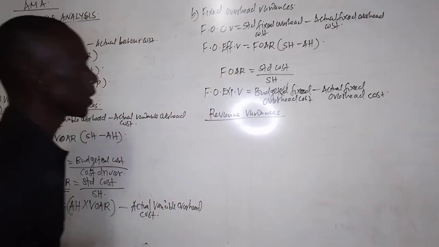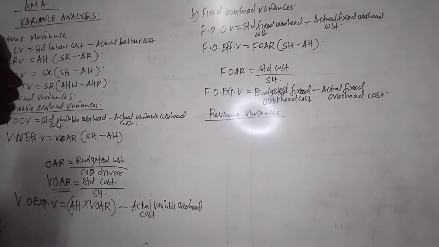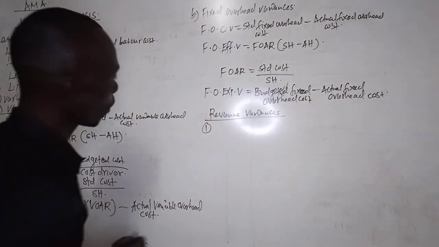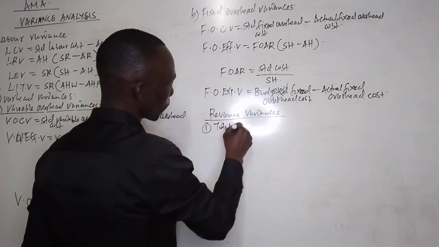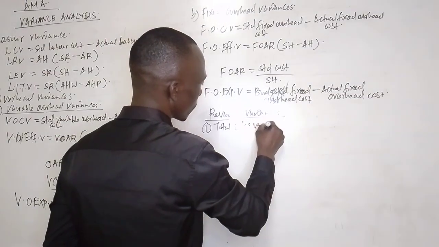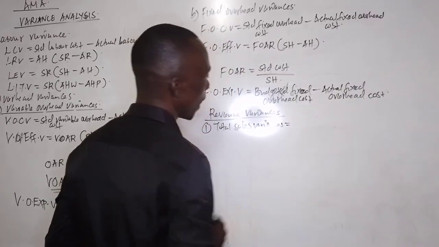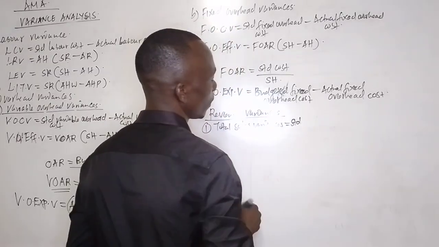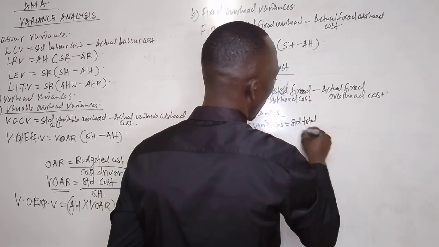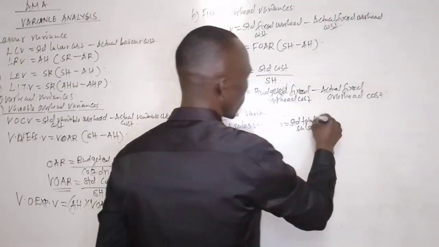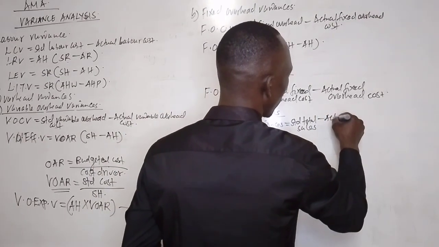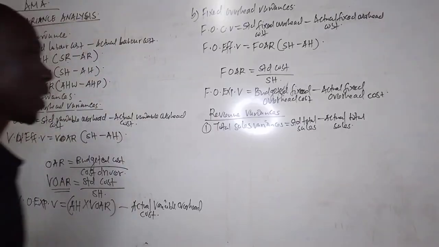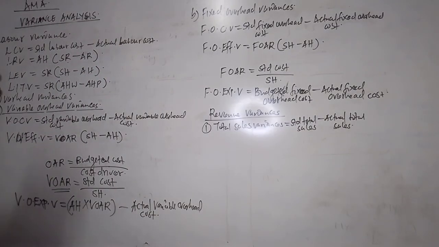And under the revenue variances, the most common are 3 of them. So number 1 is what we call the total sales variance. The total sales variance will be given by the standard total sales. You take the standard total sales, then you subtract the actual total sales.